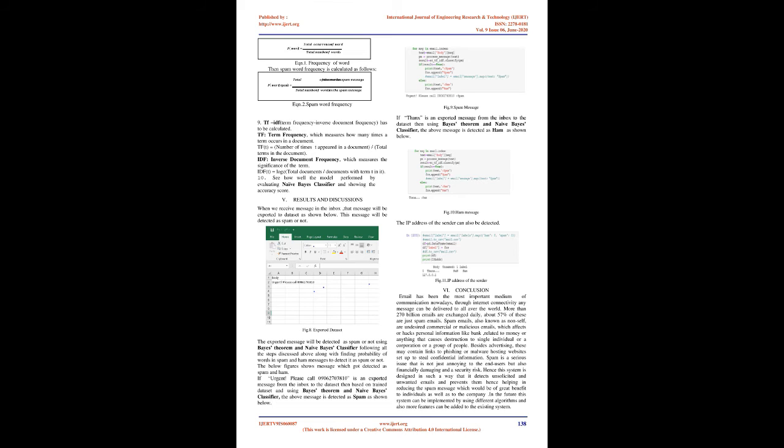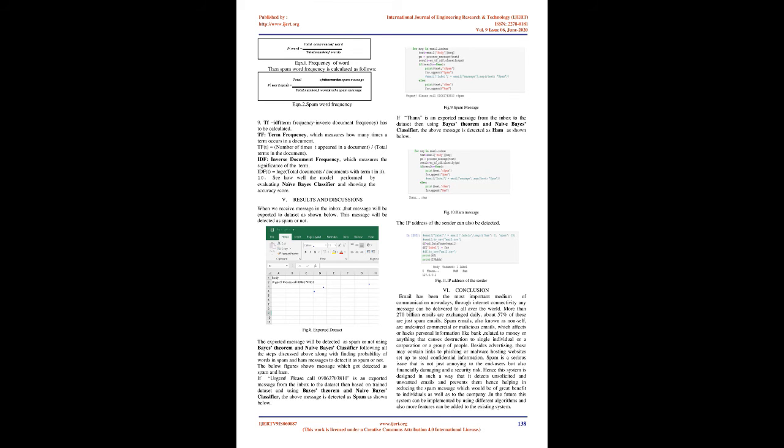7. The Porter stemming algorithm is used for stemming. Stemming is the process of reducing words to their root word. 8. We need to find the probability of the word in spam and ham messages. Spam word frequency. 9. TF-IDF, term frequency inverse document frequency, has to be calculated.